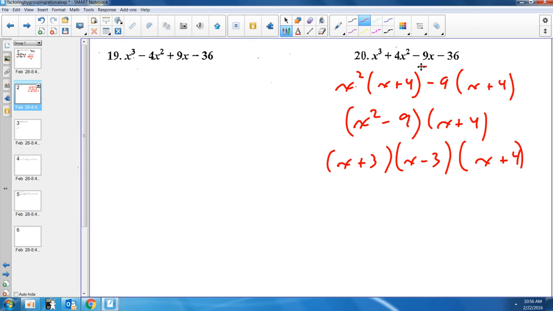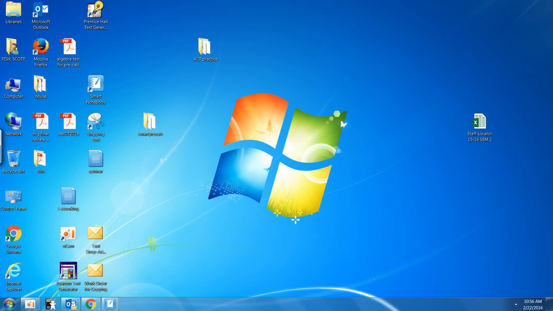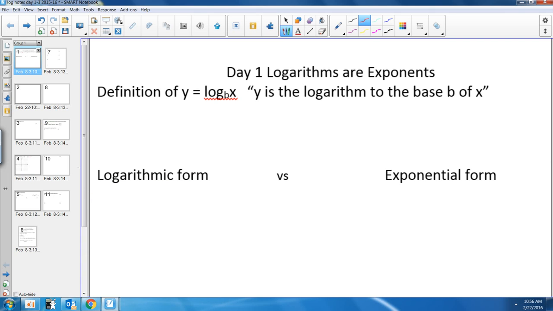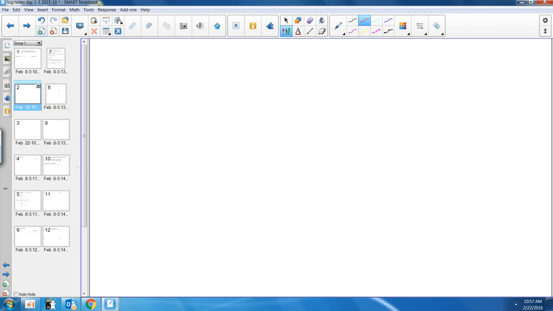Okay, so that's all I wanted to do on factoring by grouping, just a different way to factor. The key, again, is having 4 terms. And then what I want to do is look at the logs, and I'm going to talk a little bit about the purpose of logs and where they came from.